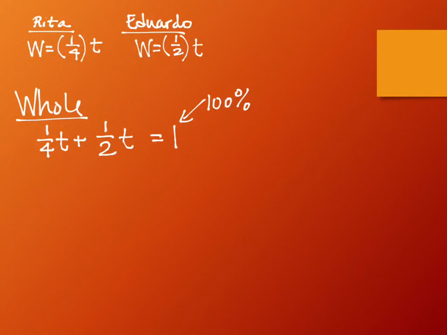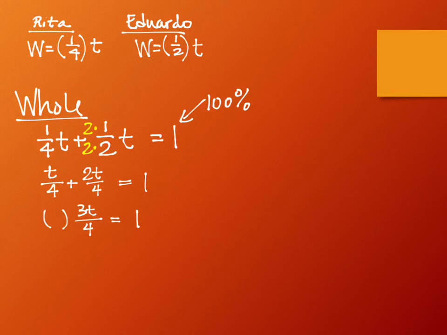So we'll get a common denominator, right? It's a nice, easy one on this one. So I have 1/4, or actually I'm just going to put T over 4, plus 2T over 4 equals 1. So 1T plus 2T is 3T over 4 equals 1. So what will I do to get rid of the 3 and the 4?